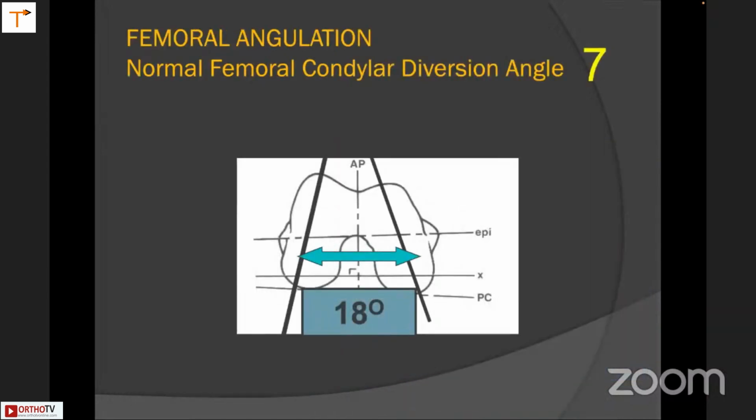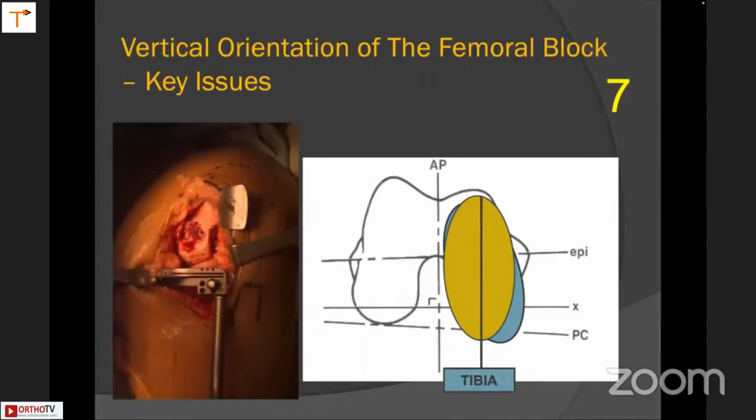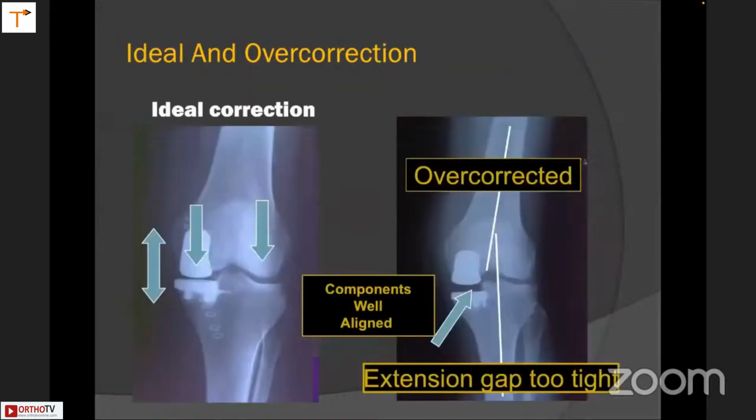The next thing is to understand the angulation of the femoral condyle. There's a divergence angle of about 18 degrees, and you need not reproduce this, but actually put your femoral component at right angles to the resected tibial surface. This is really the vertical orientation of the femoral block. So this is the 7th criterion for a successful surgery.